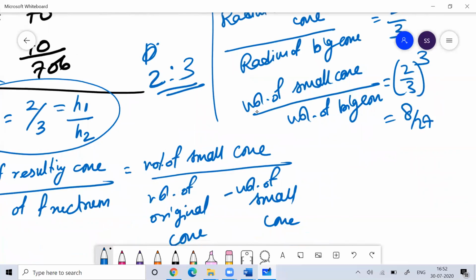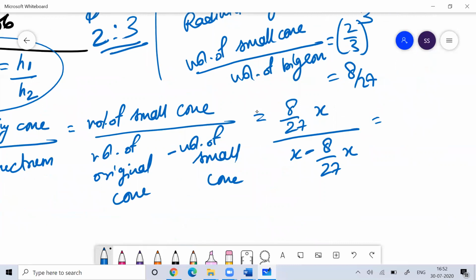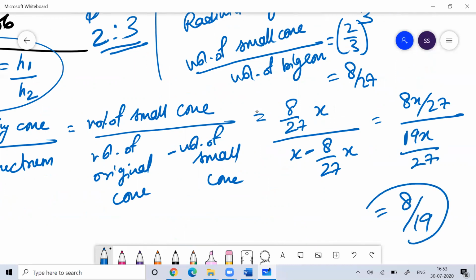Suppose the volume of the big cone is x. So the volume of the small cone is 8/27 of x. So the frustum is x minus 8/27 of x, which is 27 minus 8, that is 19x/27. The ratio would be 8:19.